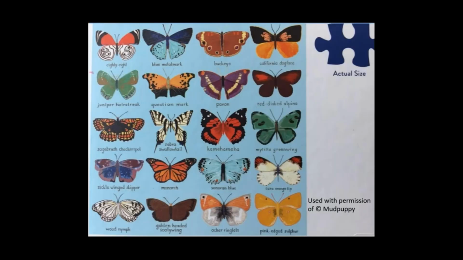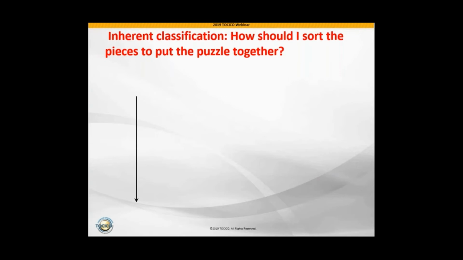This is my puzzle. I'm using it with permission. It's a puzzle of butterflies, 500 pieces. When it's assembled, it'll look like this. There are 5 rows and 5 columns, 20 butterflies. So how should we approach putting that together? We want to go from the hierarchy, the pieces, down to the logic, the inherent classification of how I should take those 500 pieces and sort them so that I can easily put the puzzle together.